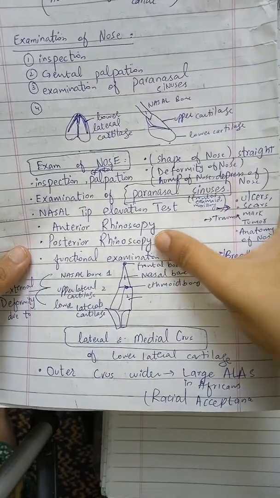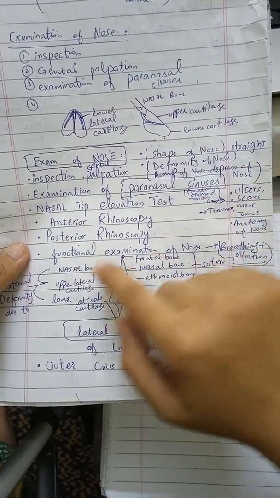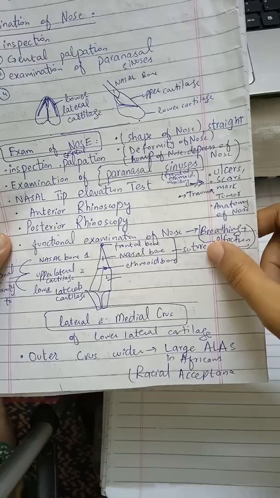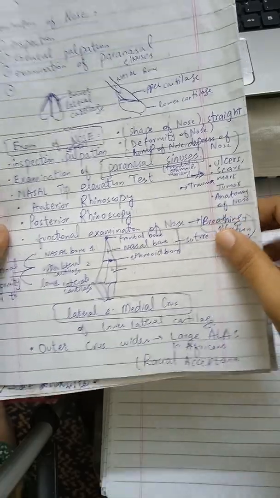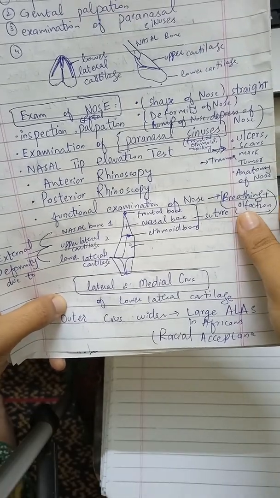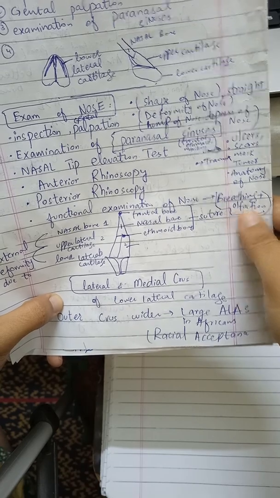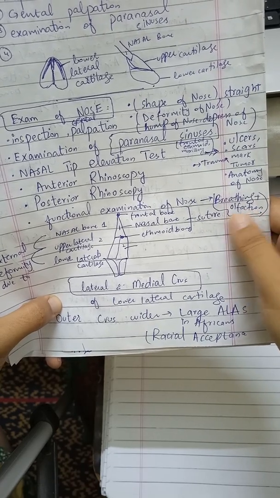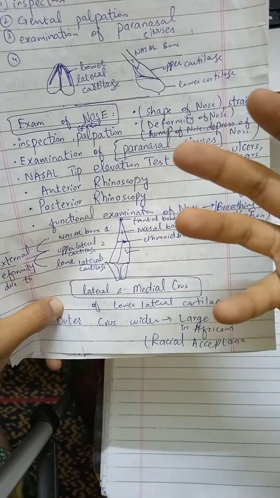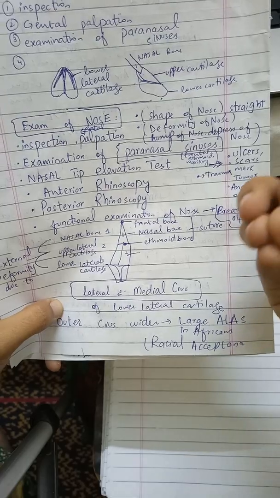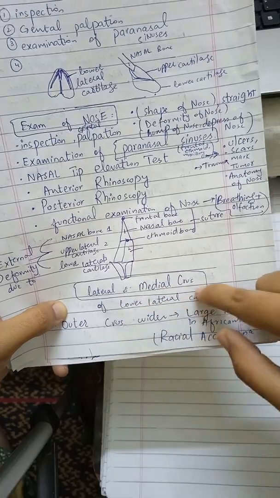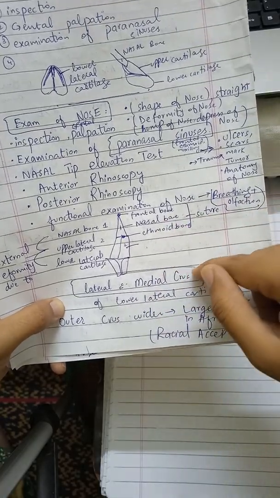In posterior rhinoscopy, we use a stepped mirror. In the functional examination of the nose, we do two things: the breathing check and olfaction check, whether breathing is normal or not, and olfaction is normal or not. If there is no olfaction at all, no smell detectable by the patient, it is known as anosmia. If the olfaction is reduced, it is hyposmia, and if more smell is detected by the patient, or abnormal sensation, then hyperosmia. And here we also see the lateral and medial cruras.